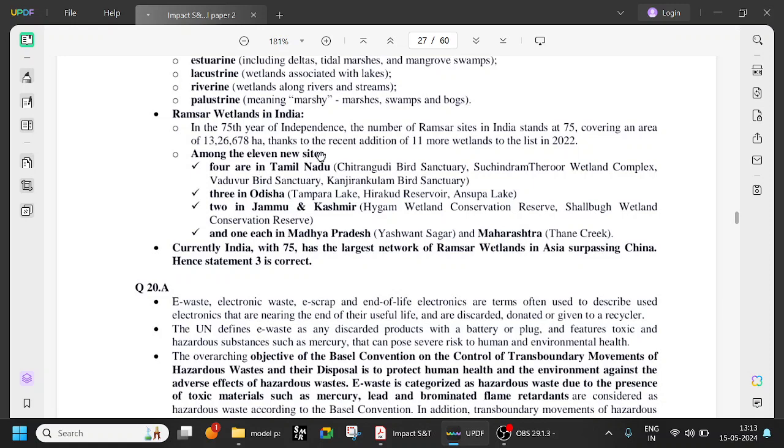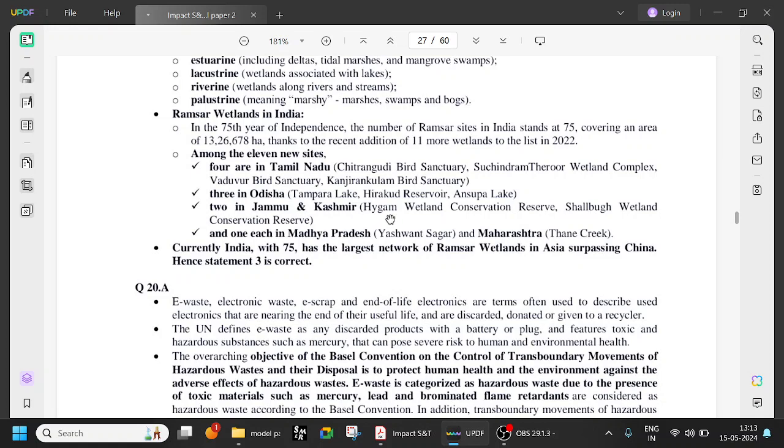So among the new 11 sites, 4 are in Tamil Nadu, which is Chitrangudi Bird Sanctuary, Suchindram Terur Wetland Complex, Vaduvur Bird Sanctuary, Kanjirankulam Bird Sanctuary. So try to remember all these things because this is current. Okay, and Ramsar wetland sites are very important. So three in Odisha, Tampara Lake, Hirakud Reservoir, and Ansupa Lake.